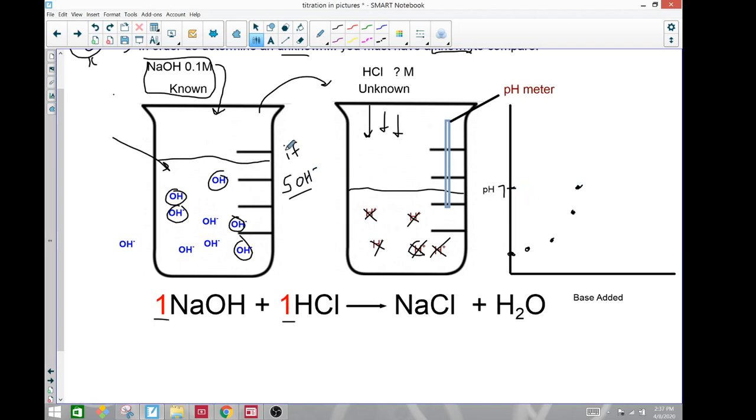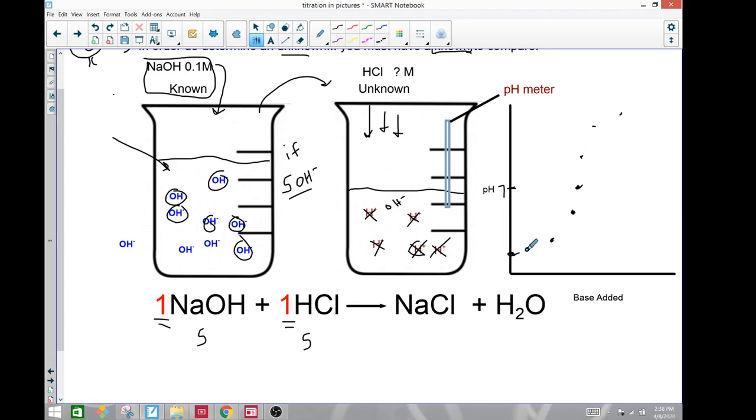But if I add 5 OHs, based on the 1-to-1 ratio, if I had 5 of these, then there must have been 5 of those originally in the solution. And if I keep going, this is going to keep getting more and more basic, because now if I drop another one in, there's nothing for it to react with, and now I'm on the basic side. And if I keep going, my graph will start to look something like this.